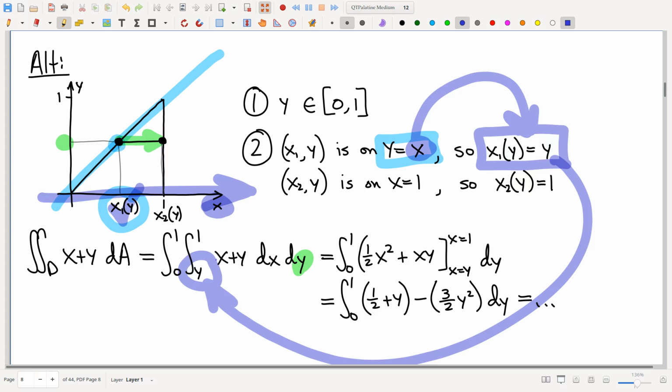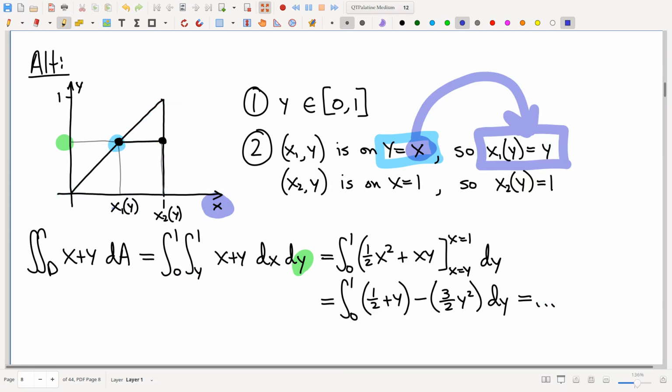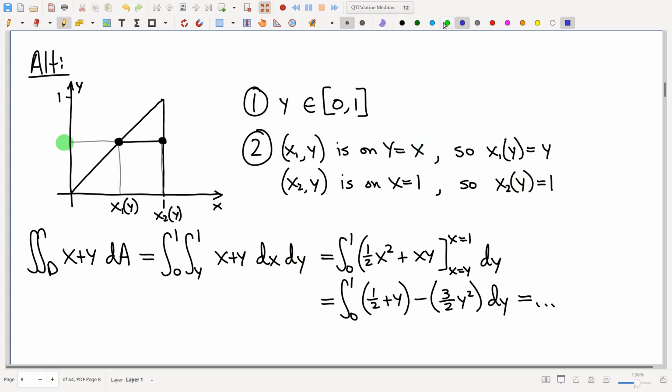What do you think? Everybody okay with that? Okay. All right, and then let's look at the upper bound. So the upper bound, again, y is fixed, and we're doing it like this.